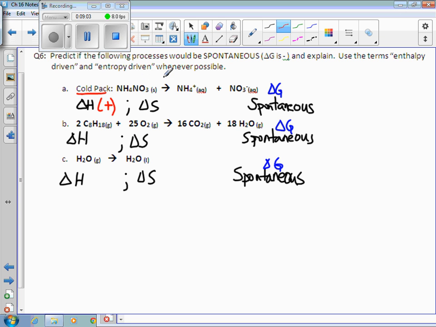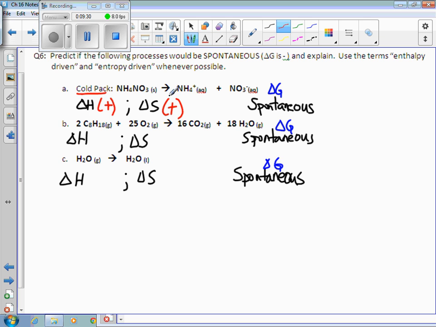So a cold pack basically works in the way that you have this solid and then you crack it open, you know what I mean? And it mixes with the liquid that's in the cold pack. So you get this pure solid mixing with water, a pure liquid, and then you get an aqueous solution. So you're making this mixture. What do you think about making a mixture? Does that strike you as increasing disorder or not? And I would say that the entropy is going to be positive. You're making a mixture. All right, so we got positive, positive.